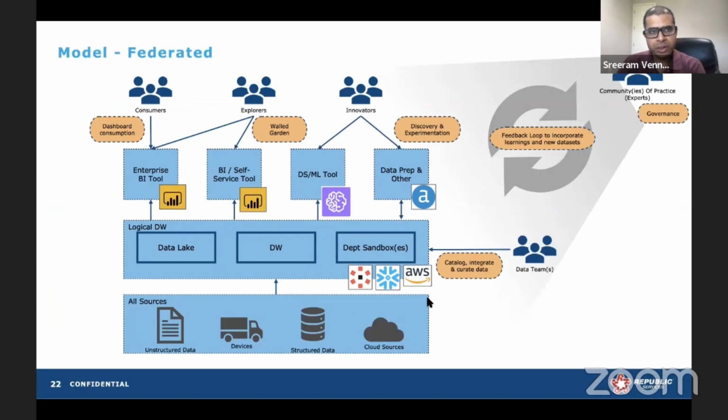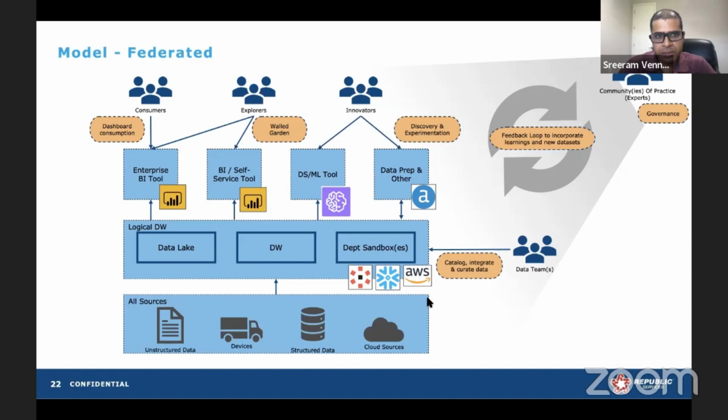So the model that we adopted is a federated model. So what this means is we want to make sure that the capabilities are provided across the business organization for self-service. So at the bottom, we have different data sources that are managed by the data teams. And at the middle, we have the data products, like be it data lake, data warehouse, or sandboxes. And at the top, we have consumers of self-service.